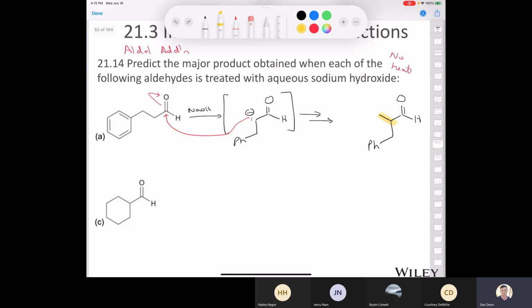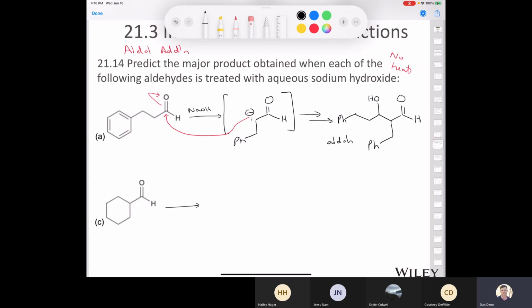My new bond is attached to what? After my proton transfer, I have the hydroxyl, then I have 1, 2 carbons, and then I have my phenyl over here, and there's your aldol product. So we end up with an aldol. Let's try the next one.